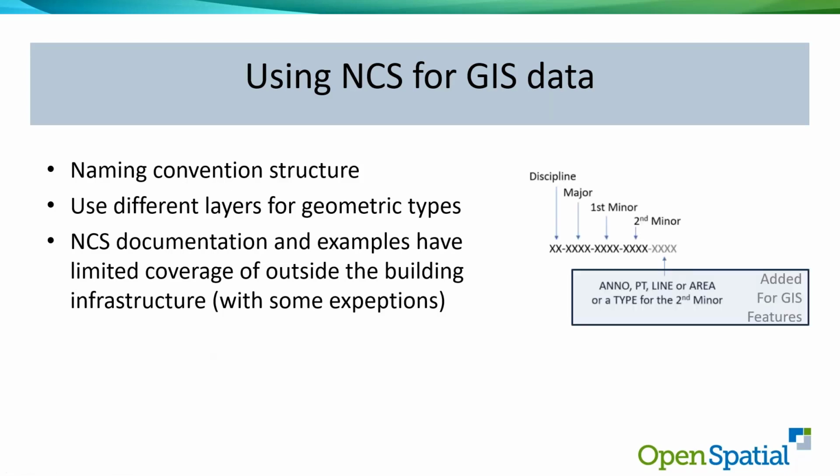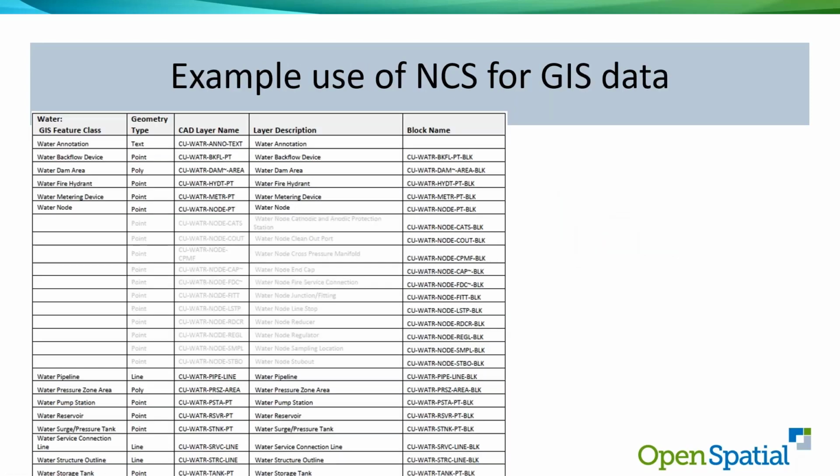There's a lot there. And the other part is when we've taken the National CAD standard, we actually typically also add or use a third minor. And there we put an annotation, point, line, or area to give you the geometric. And if it's a point feature, we often use the type of what it is, and I'll show you that in a minute. So we kind of extend it out often to add that and use the National CAD standard in the GIS context. And I'll show you how we do that.